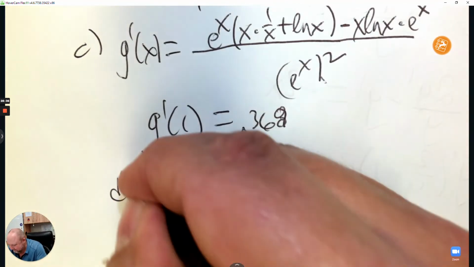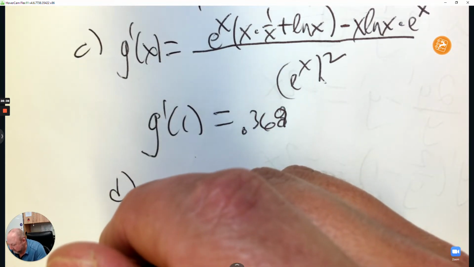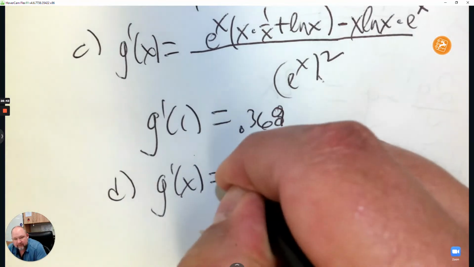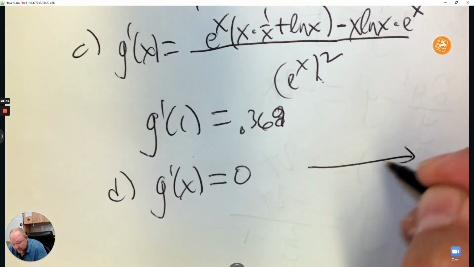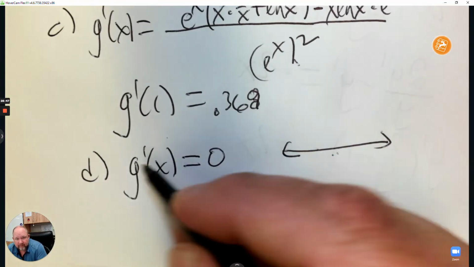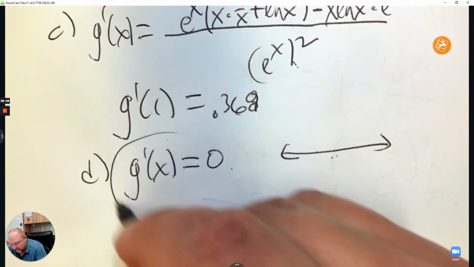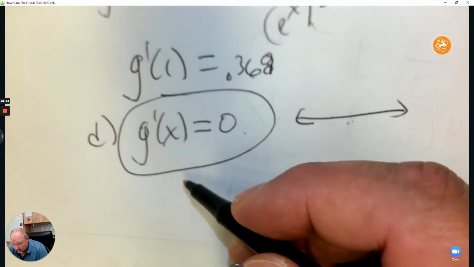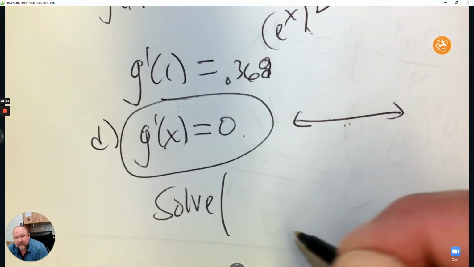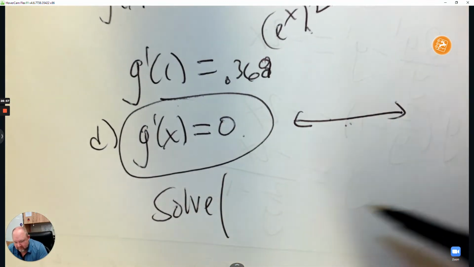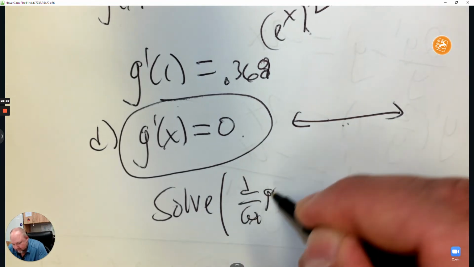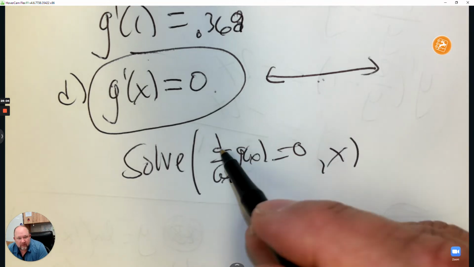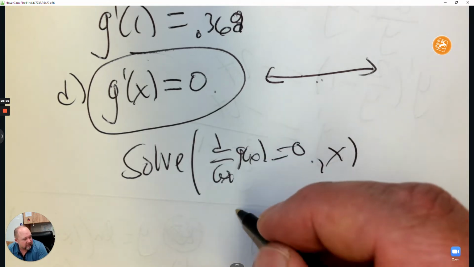All right, D. Find the x values of the horizontal tangent. Horizontal tangent means when the derivative is equal to 0, because a horizontal line has a slope of 0. That's what the derivative means. So you would go menu, algebra, solve. First you go solve, then you go menu, calculus, and do the derivative of g at x equal to 0, comma x. Solve it. Where's the derivative equal to 0? See if you can do it.